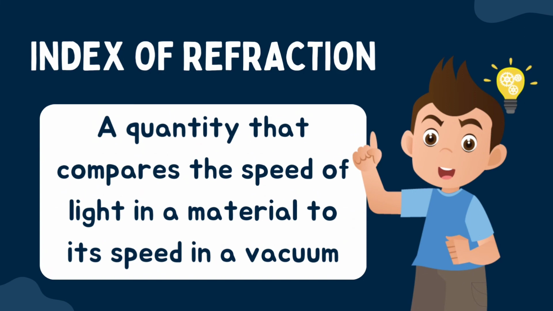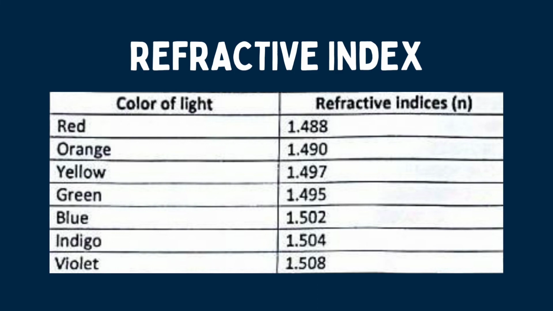Now let me show you the different refractive indices of the different colors of light. As you can see in the table, violet has the highest refractive index with 1.508 and red has the lowest refractive index with 1.488. We know that the term refraction denotes the bending of light.